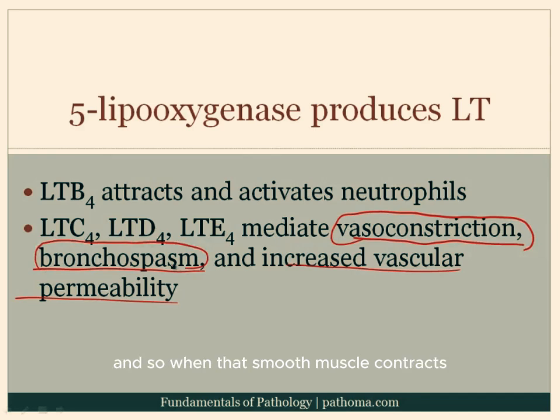that smooth muscle contracts, we're going to get bronchospasm, and increased vascular permeability occurs when the pericytes, which have contractile function, contract, increasing the opening or the space between the endothelial cells. That might require a little bit of an explanation. So let me go back and remind you of a little bit of normal histology.